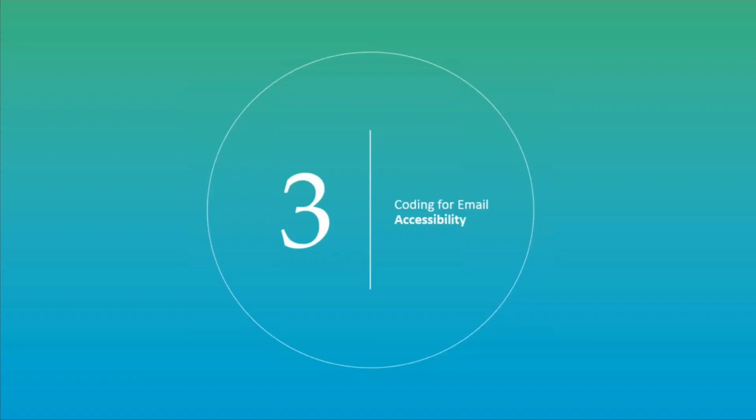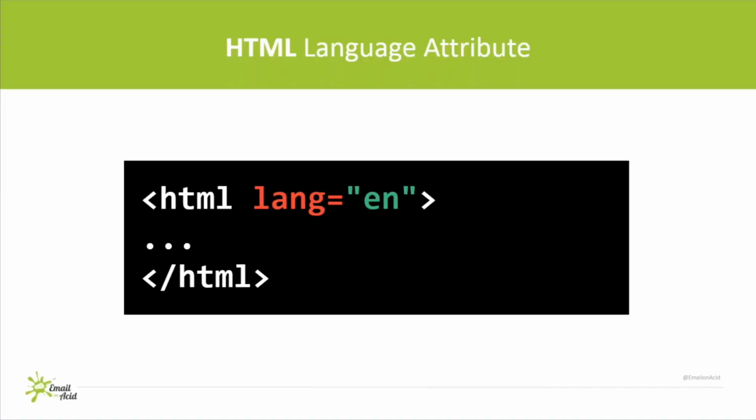And that's why I just want to talk about really quickly and go through some very, very simple things from a coding perspective that can have a dramatic impact on how someone engages with the email when using a screen reader. And the first one is the language tag. And it's actually a language attribute. And this language attribute can go in pretty much any HTML tag.